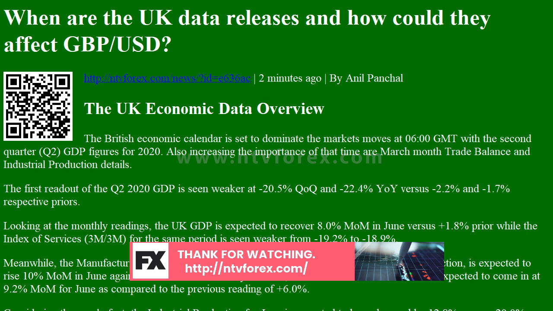The trade balance released by the Office for National Statistics (ONS) is a balance between exports and imports of goods. A positive value shows trade surplus, while a negative value shows trade deficit. It is an event that generates some volatility for the GBP.